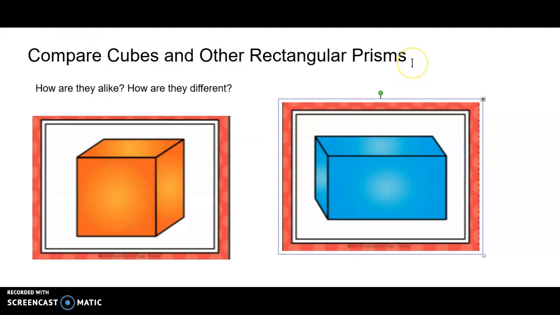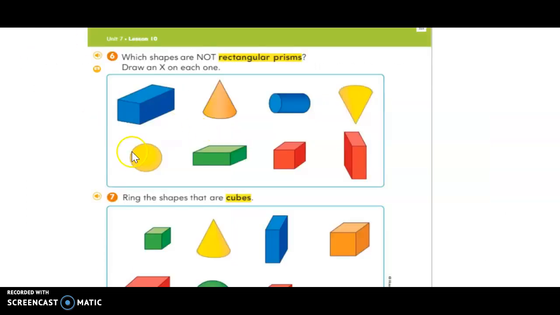So then I want you to talk about cubes and other rectangular prisms. So talk about how these two are the same and how are they different. Again, think of those things we just talked about, the faces, the edges, the vertex, or when there's more than one vertex, you call it vertices. And talk with your homework helper about that. Then please go to workbook page 314.